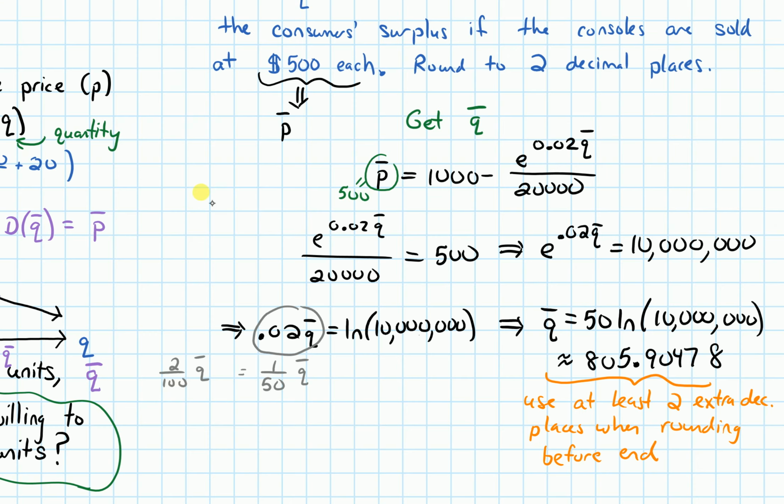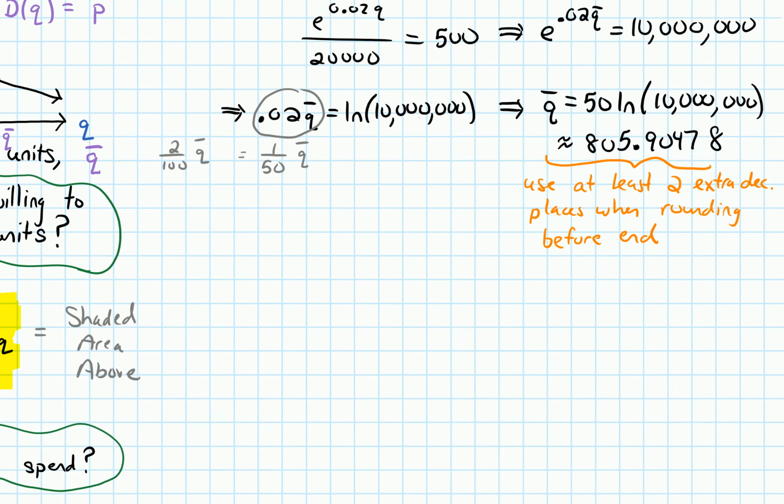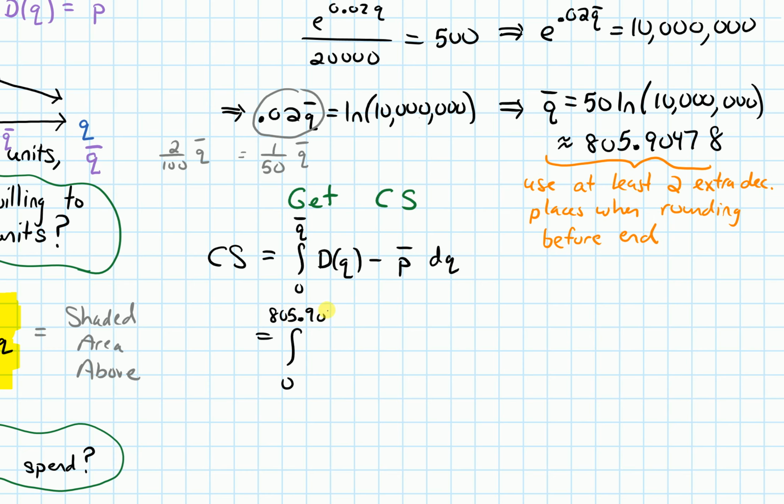All right. Okay, so let's give ourselves some more room here. So we are now ready to get that consumer surplus, which we denote as CS. So what is our formula for consumer surplus? It's the integral from 0 to Q bar of our demand in terms of the variable Q minus P bar, the price of the item, dQ. Okay, so we know everything here now. This is 0 to, I know what Q bar is. We just got that it's 805.90478.